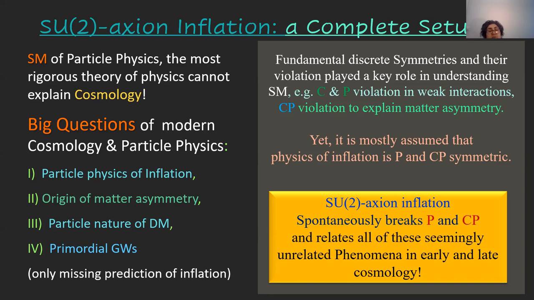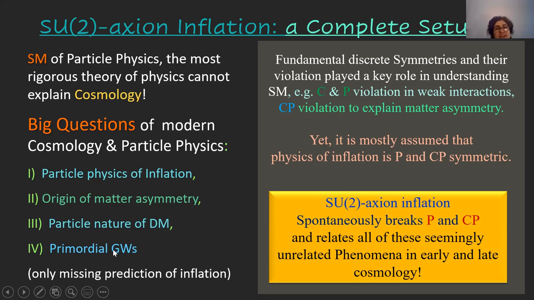On the other hand, fundamental discrete symmetries and their violations played a key role in understanding the standard model and beyond, like charge and parity violation in formulating the weak interactions and CP violation to explain the matter asymmetry. Yet it is interesting that it's mostly assumed the physics of inflation preserved parity and CP. In the scenario that we are talking about today, due to axion inflation, both parity and CP are spontaneously broken and can relate all of the seemingly unrelated phenomena in early and late cosmology.